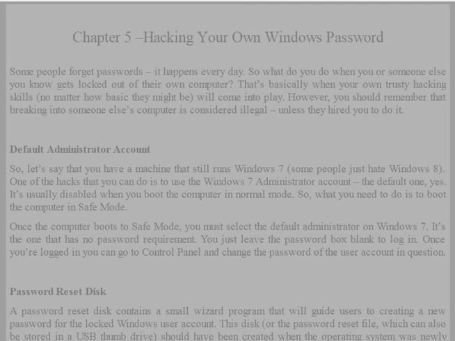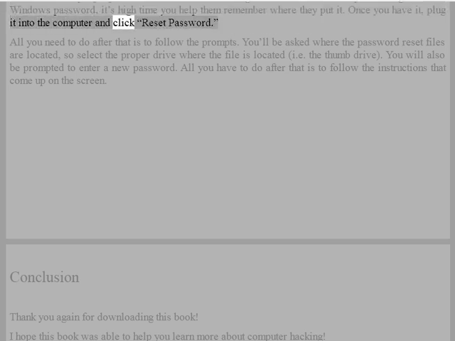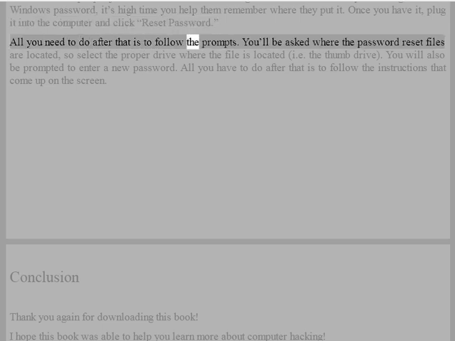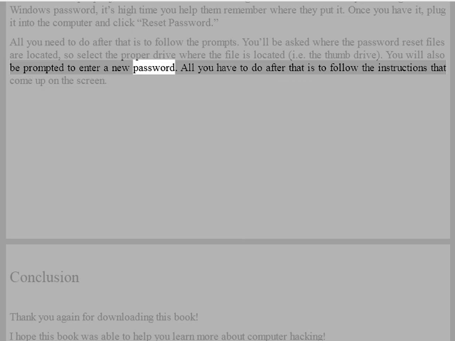Now that they have forgotten their Windows password, it's high time you help them remember where they put it. Once you have it, plug it into the computer and click Reset Password. All you need to do after that is to follow the prompts. You'll be asked where the password reset files are located, so select the proper drive where the file is located, i.e. the thumb drive. You will also be prompted to enter a new password. All you have to do after that is to follow the instructions that come up on the screen.